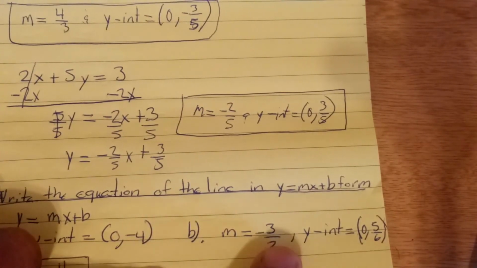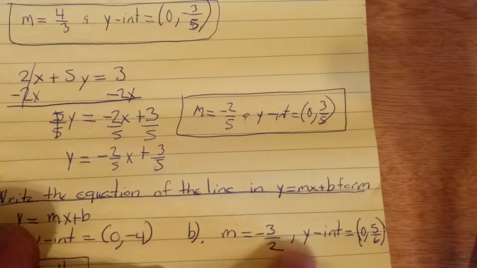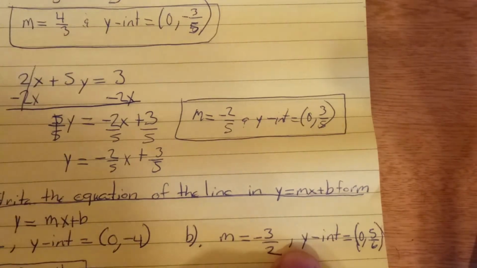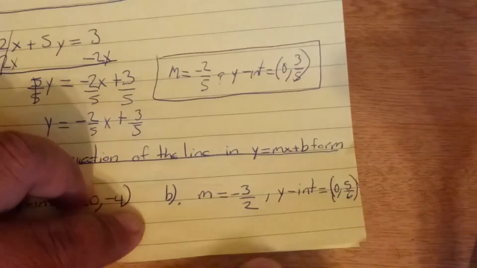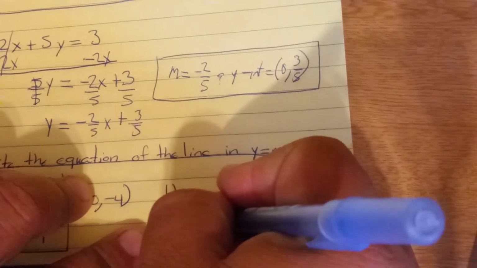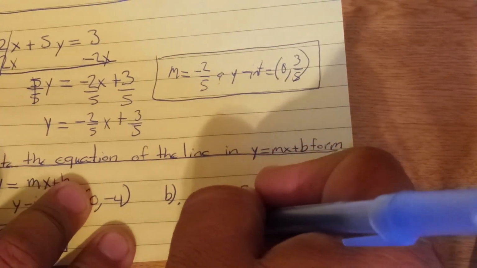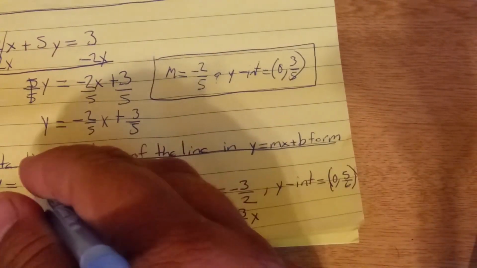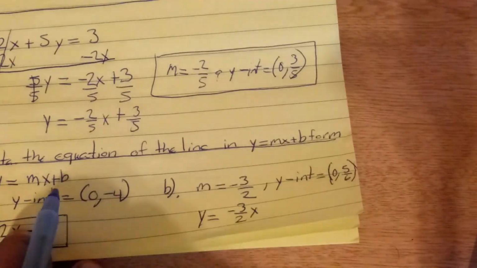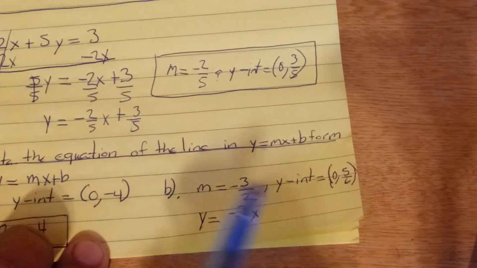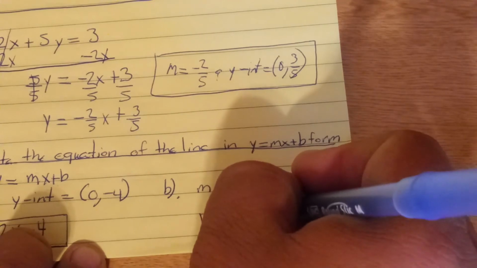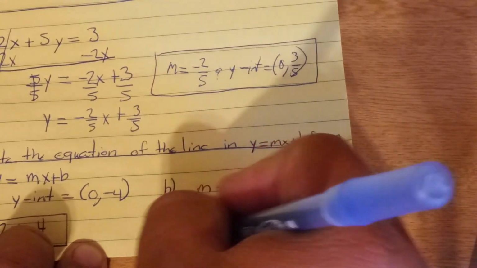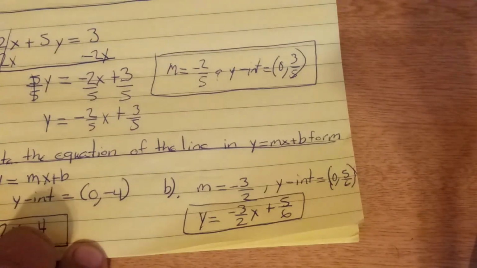We had the fraction -3/2 as a slope, and we have the y-intercept (0, 5/6). So go ahead and substitute the values in there. So the slope will be -3/2 x, because remember, we're substituting in there. And then the y-intercept is positive 5/6. So we just attach it. And that is your equation right there.